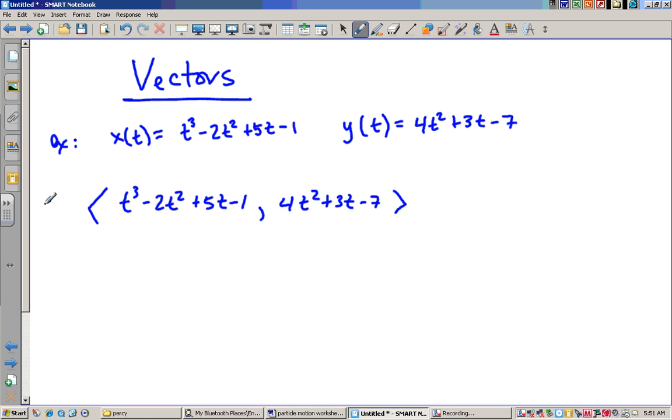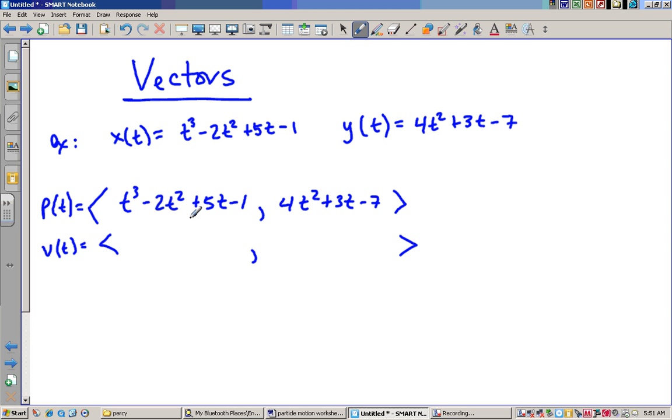For right now, I'm going to say this is what I call my position vector. So I can say P of t equals, here's my position vector. An application that you'll be using on this worksheet is that we can go from a position vector to a velocity vector to an acceleration vector. And I'll show you how to do that with this quick example. The velocity vector for this is just like we found it before, but we're going to write it this way.